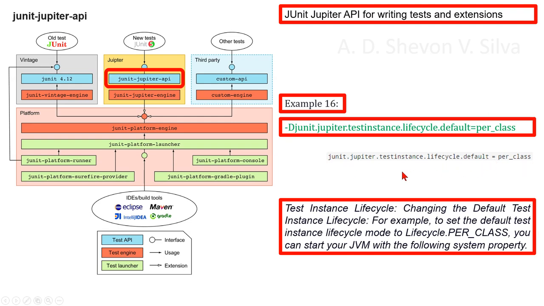Changing the default test instance lifecycle mode can lead to unpredictable results and fragile builds if not applied consistently. For example, if the build configures PER_CLASS semantics as the default, but the tests in the IDE are executed using PER_METHOD semantics, that can make it difficult to debug errors that occur on the build servers. It is therefore recommended to change the default in the JUnit Platform configuration file instead of via a JVM system property.